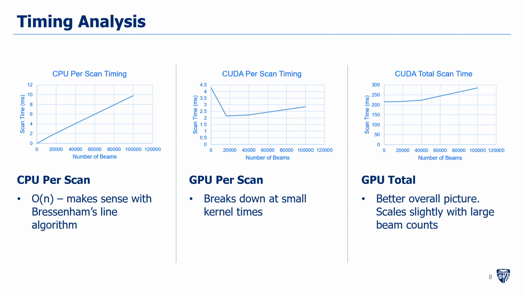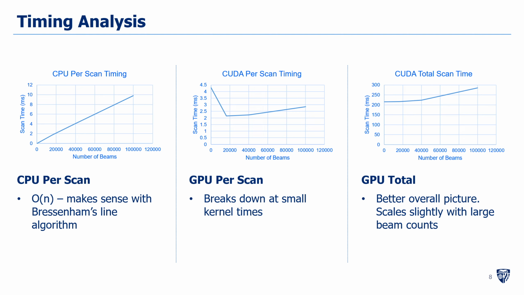Going to look at the timing analysis there, so you can see in my terminal I had some timing runs. I'll just get into those a little bit. So the CPU per scan timing was about O(n), which makes sense because that's what the algorithm claims to be. And it looks almost exactly linear, kind of exactly what you would expect.